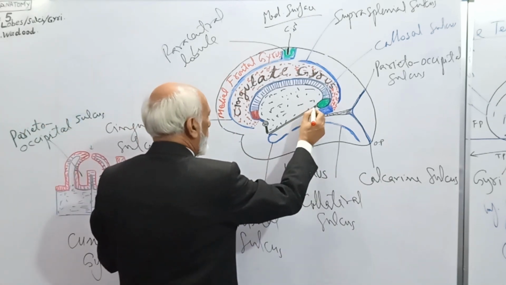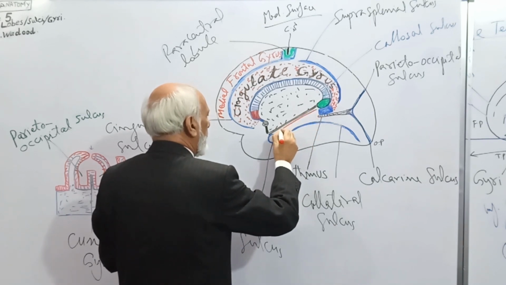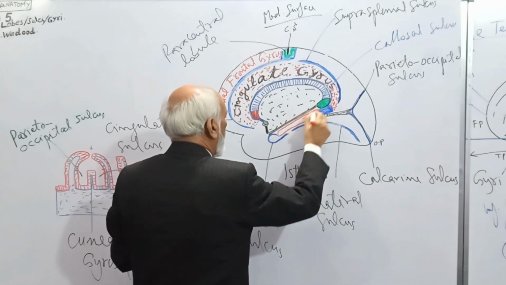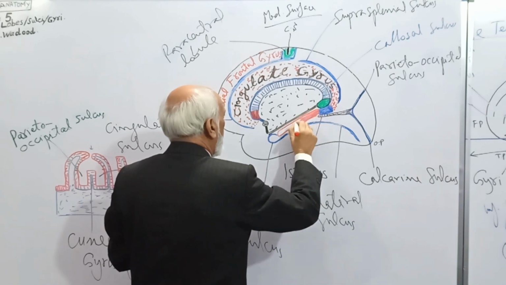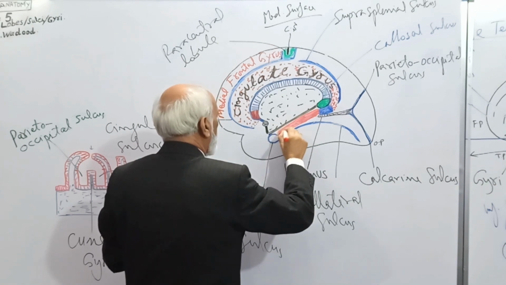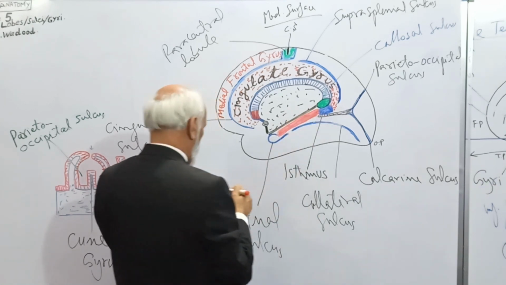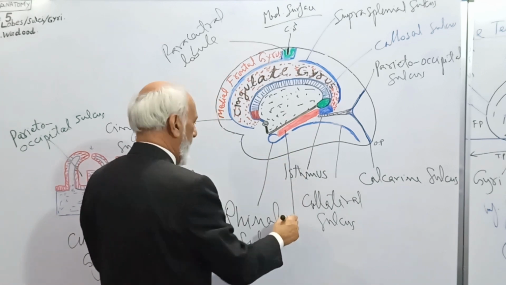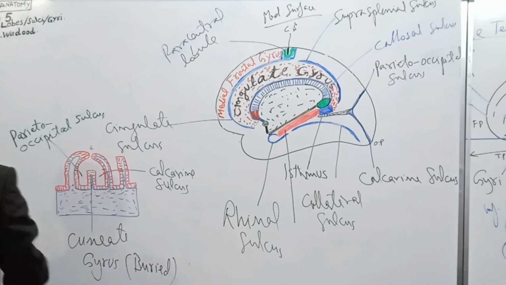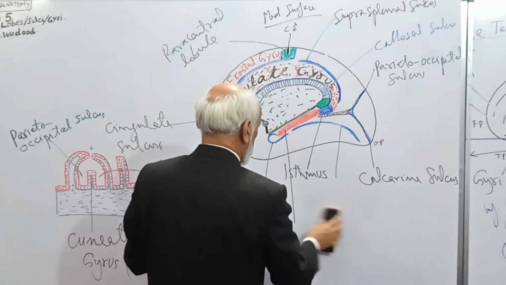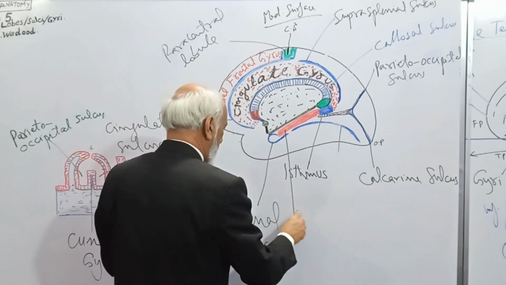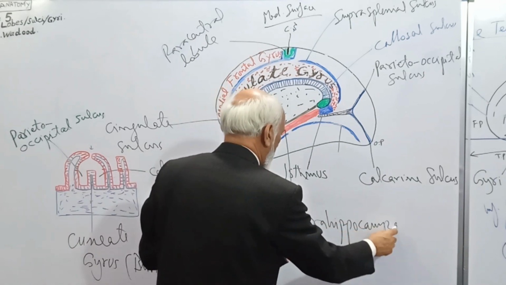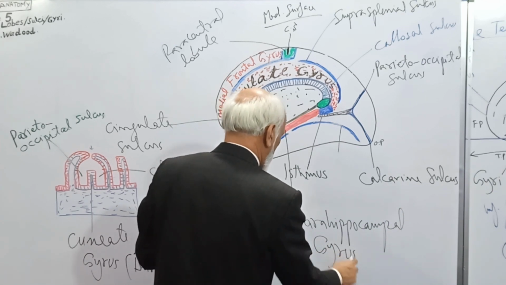Then isthmus is continued as another gyrus, which is known as the parahippocampal gyrus.